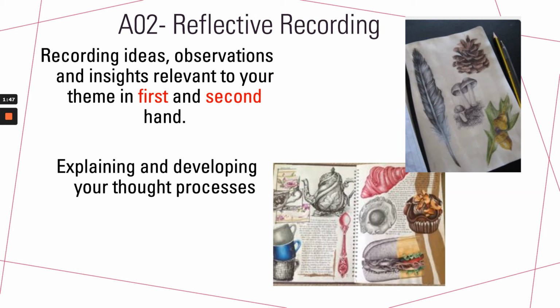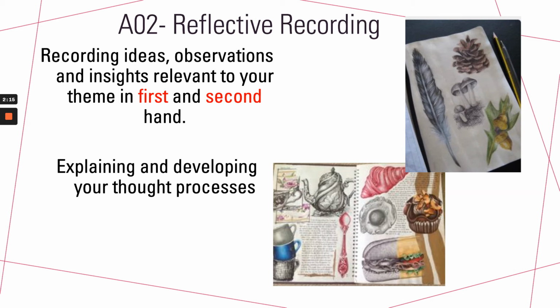AO2, reflective recording. This is where you record your ideas, observations and insights relevant to your theme in first and second hand. So this is your drawing skills. I know everyone thinks that art is all about drawing, but this is the only way you pick up marks for your drawing, your reflective recording. Now in red is highlighted first and second hand. That means that all of your drawings need to be from something that is placed in front of you or of a photo of something that you've placed in front of you.